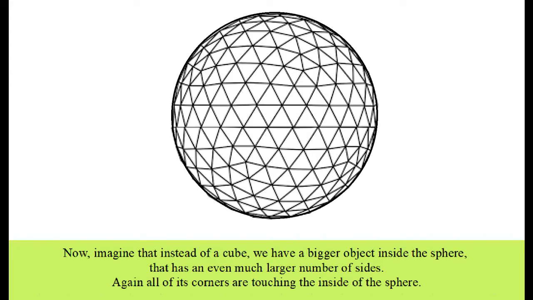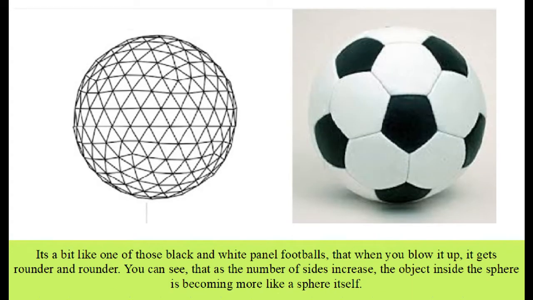Now, imagine that instead of a cube, we have a bigger object inside the sphere that has an even much larger number of sides. Again, all of its corners are touching the inside of the sphere. It's a bit like one of those black and white panel footballs that when you blow it up, it gets rounder and rounder. You can see that as the number of sides increase, the object inside the sphere is becoming more like a sphere itself.